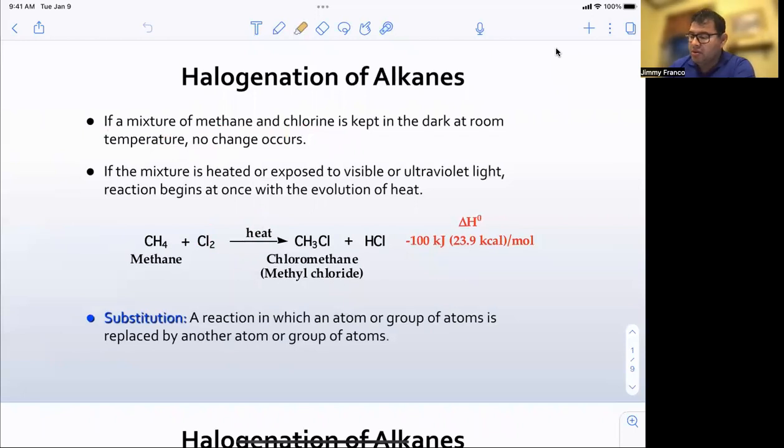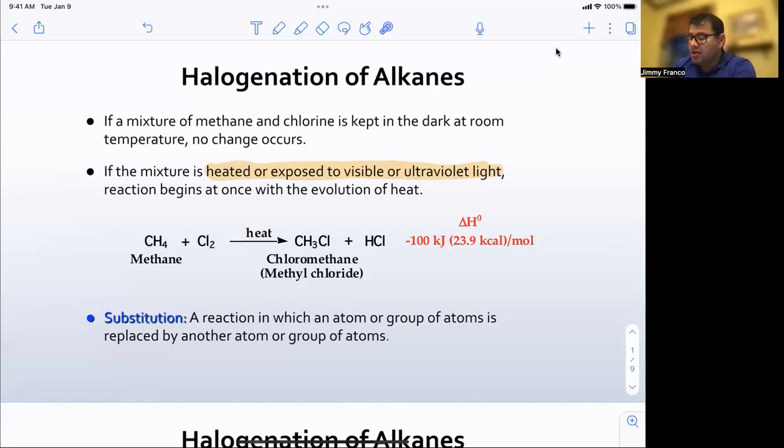However, if you expose the groups to heat or light, then you start to see the reaction. And once the reaction begins, it's actually going to give off heat. So it's very exothermic. It needs heat to get started, to get over that initial energy barrier, but once it goes, it is exothermic and gives up a lot of heat.